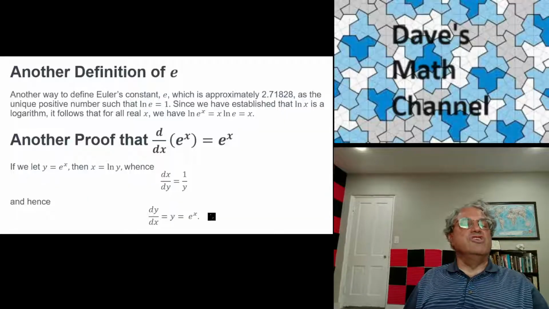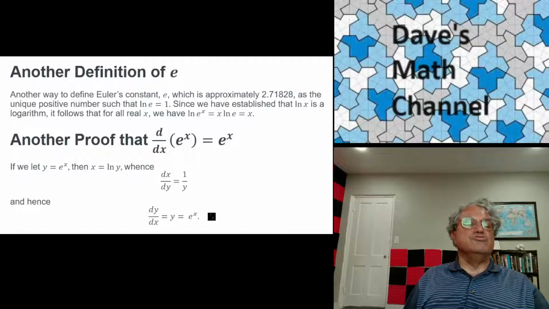Well, let's first show that e to the x is indeed the inverse of ln x. That's easy. Because ln e to the x, since ln is a logarithm, that means that ln of e to any power is just going to be x times the logarithm of e. Well, we already defined the logarithm of e to be 1, so that's just x. So anyway, so now how do we prove that the derivative of e to the x is e to the x? Well, that's easy. We're using sort of the inverse rule for derivatives.